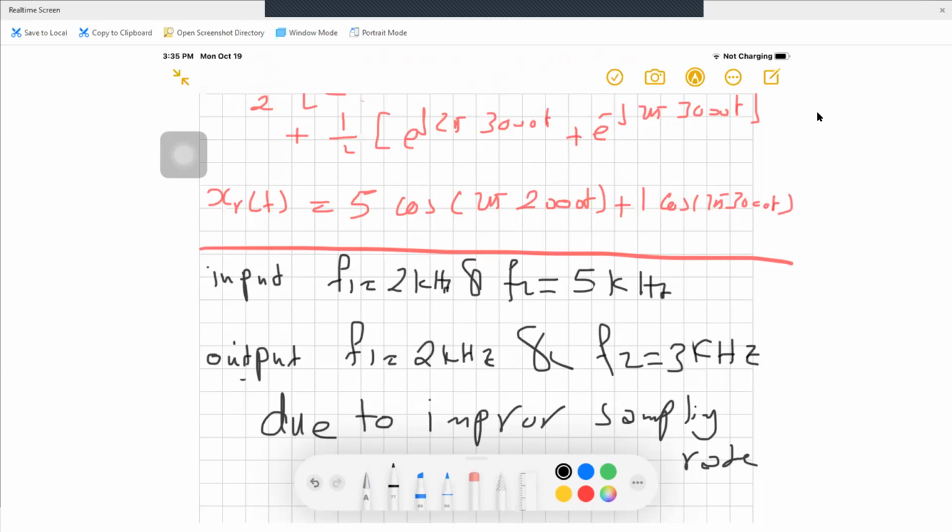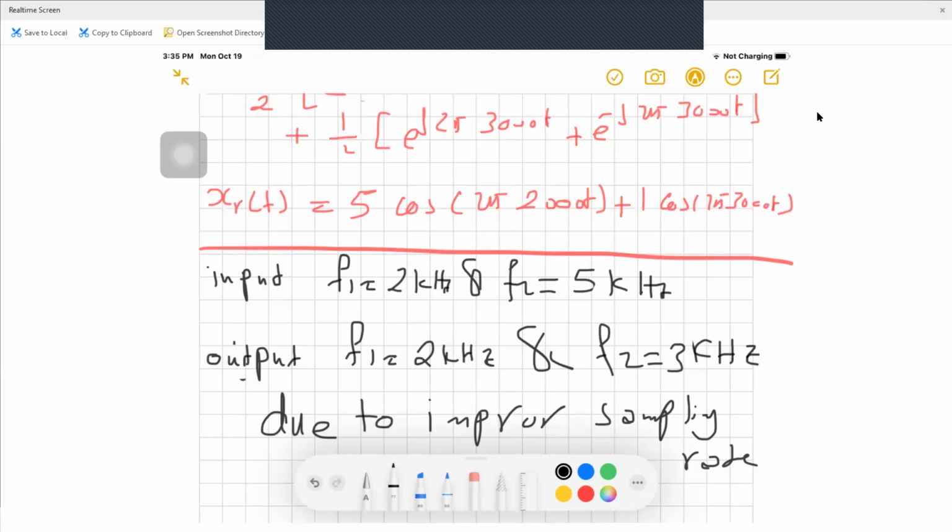Okay, so we have to use at least a sampling rate equal to 10 kilohertz or greater. Okay, this is about how we are going to select the correct value for the sampling rate. Now, I have another question or example for you, to end the lecture.